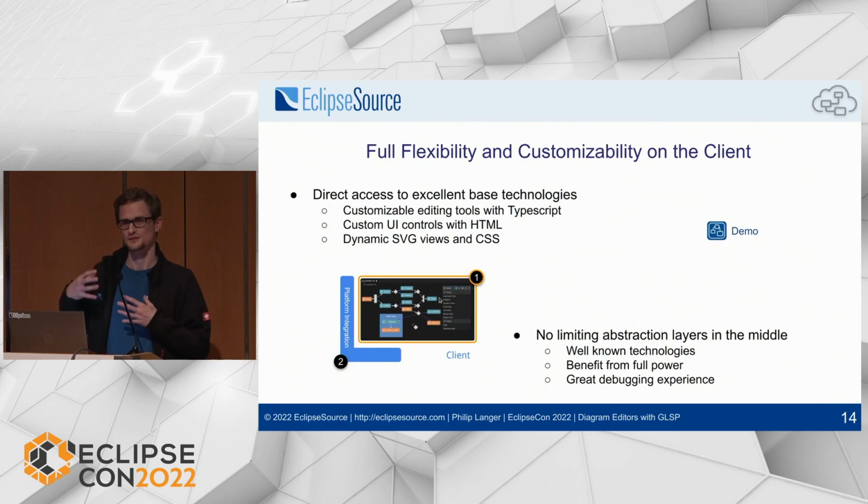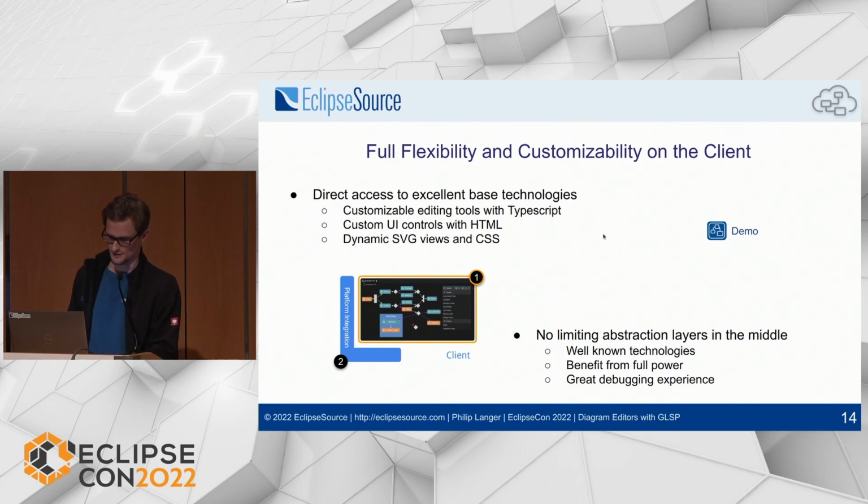And here GLSP evolved more and more towards giving users direct access to the excellent base technologies for defining the rendering, but also the user interaction. So basically, that doesn't only require to have full control over how a shape looks, but also how you interact with the diagram, how you specify editing tools, and so on. And basically, there is, by choice, no limiting abstraction layer in the middle, so to give you full access to the technologies that are super flexible on the one side, that are super well known in the community, and to benefit from the full power. This has also great implications on the debugging experience, because you can exactly use the same tools that are very much used in web development.